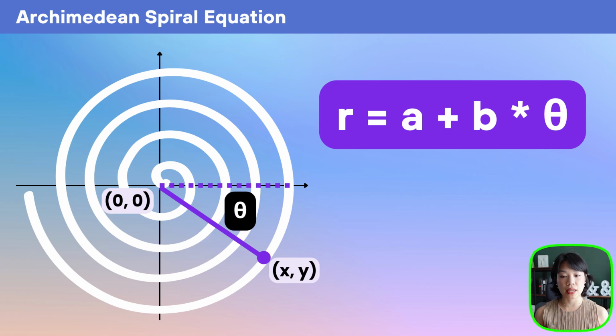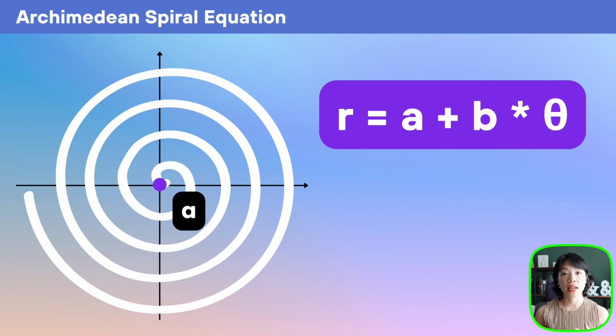And then theta is the angle in the polar coordinates, which measures the angle between the positive x-axis and the line segment connecting the origin to the point. And a is a constant that determines the spiral starting point. And then b is going to be the constant that determines the spacing between each turn of a spiral. We want to determine the path of the spiral so that we know where to draw the letter x.